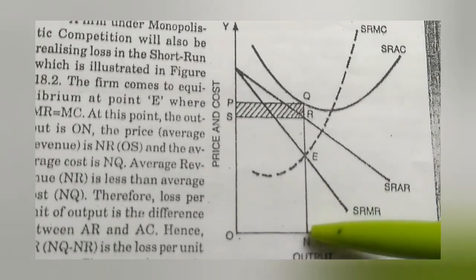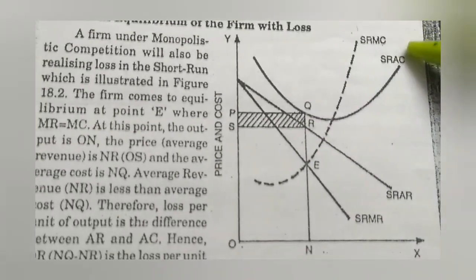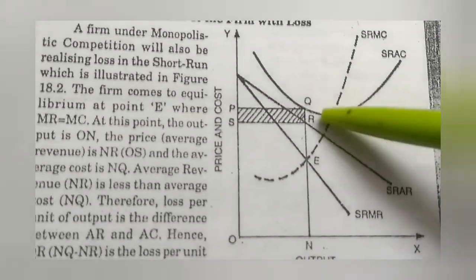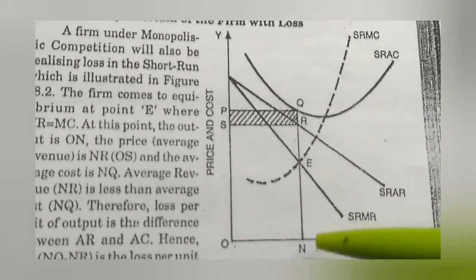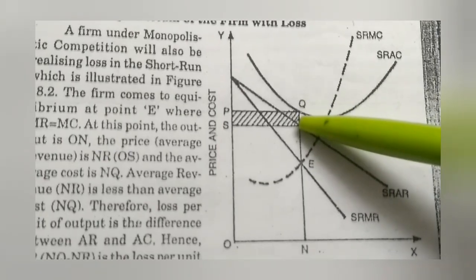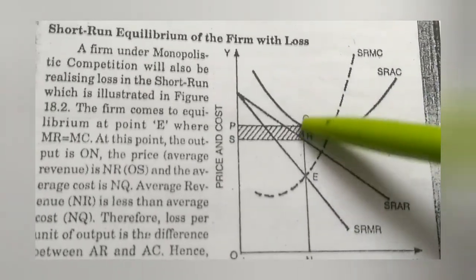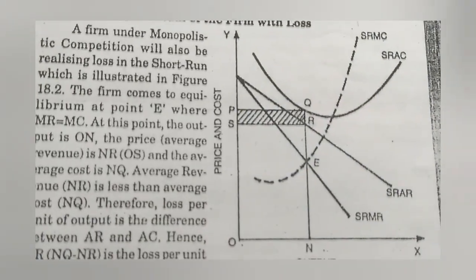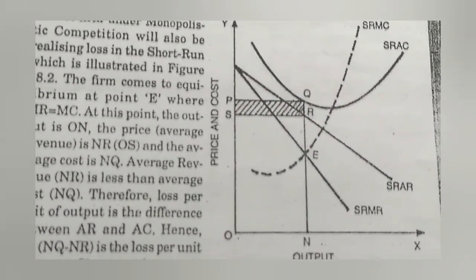In order to produce this much output, the firm requires NQ, this is the average cost curve. NQ amount of cost is required to produce ON amount of output. But the price of that commodity is NR, which is below Q. So NQ minus NR, this shaded area, is the loss area. This is the short-term equilibrium of the firm under monopolistic competition with loss.